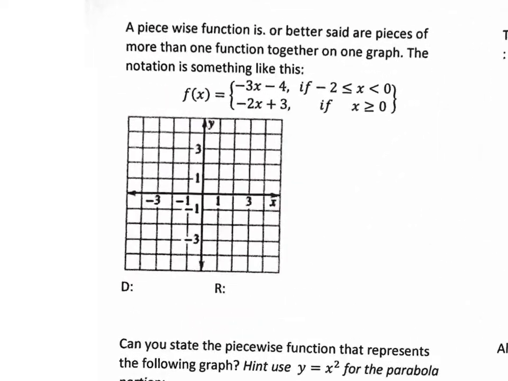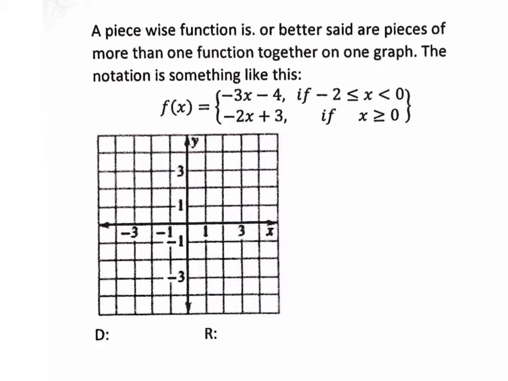So moving on to the back side, a piecewise function should have been a comma right there, not a period, sorry. Or better said, they are pieces of more than one function together in one graph, okay? The notation is something like this. So we're going to have f of x, that's just the name of the machine, and the machine has certain conditions. You're going to use this part of the machine if your input happens to be between -2 and 0.